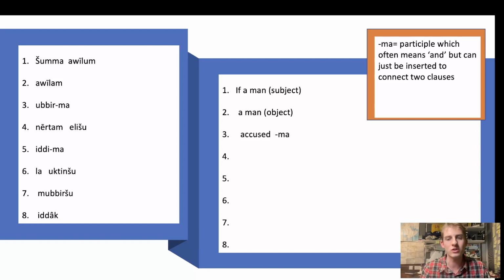And a lot of times it's just used in order to separate two clauses. So it's showing us where this first if clause ends and the next clause is going to begin. So sometimes when you're translating Hammurabi's code, ma isn't even going to have a meaning. It's just going to be kind of like a punctuation mark separating different clauses.